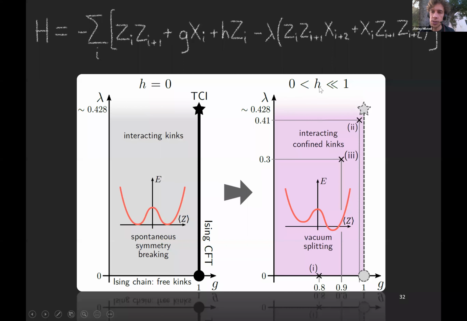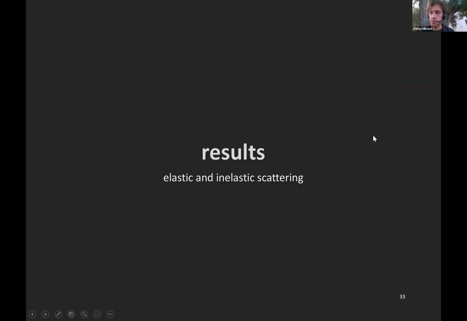So for a non-zero symmetry breaking field h, we'll look at a point of the Ising model to see what happens there. It's technically not integrable, but it's close to being integrable because h is small. And we have another point closer to the tricritical point and another point even closer to the tricritical point here. So here are some results, unless there are any questions about the model first.